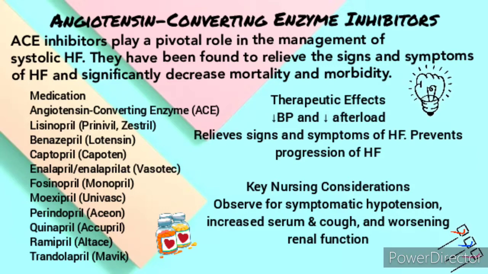Angiotensin-converting enzyme inhibitors play a pivotal role in the management of systolic HF. They have been found to relieve the signs and symptoms of HF and significantly decrease mortality and morbidity. Medications under angiotensin-converting enzyme inhibitors are lisinopril, benazepril, captopril, enalapril or enalaprilat, fosinopril, moexipril, perindopril, quinapril, ramipril, and trandolapril.